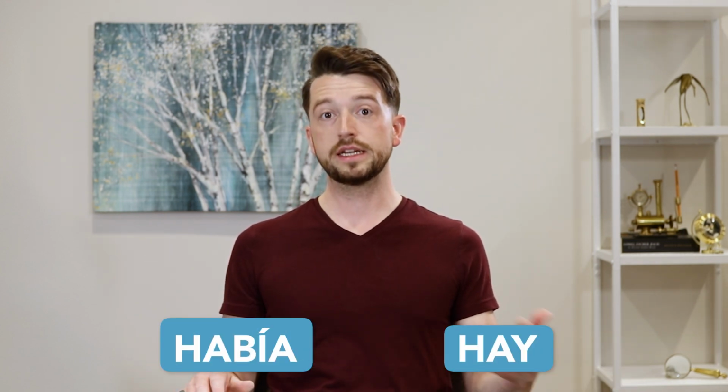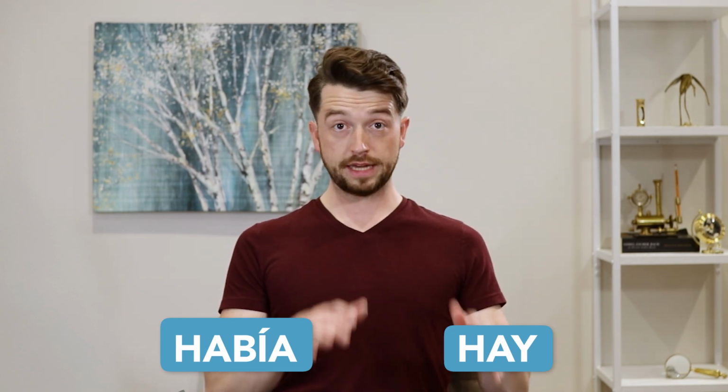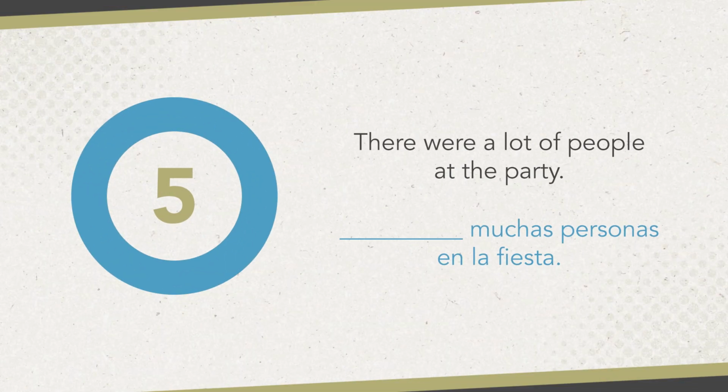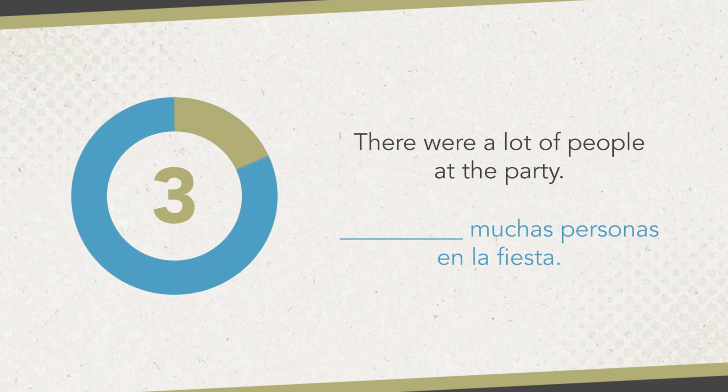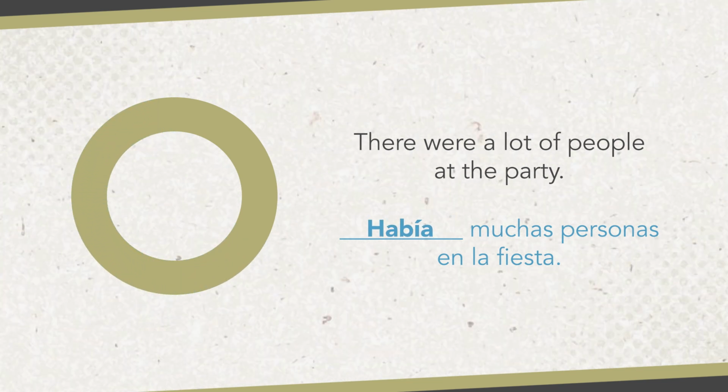Let's practice this a bit. I'm going to give you a few sentences in English that use either hay or había when translated into Spanish. Try to predict which one before I show the Spanish. And say the answer out loud for the best possible practice. First example, there were a lot of people at the party. Había muchas personas en la fiesta.